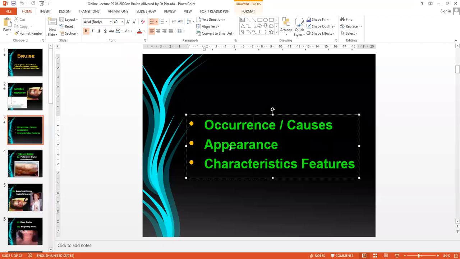Now let us come to its appearances. I will just talk about how it appears very readily. Superficial bruises, there are many types of bruises. I will discuss the classification of bruises, but a superficial bruise appears very early, while a deep bruise tends to appear after 2 to 3 days, because it is quite impossible to see deep bruises clinically.